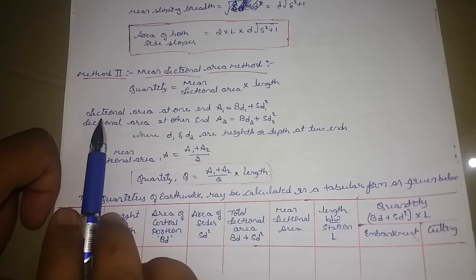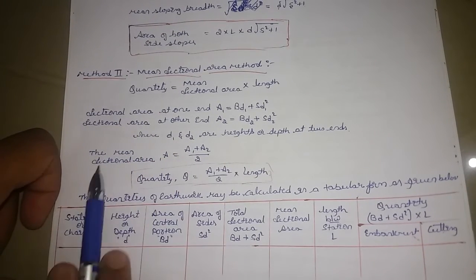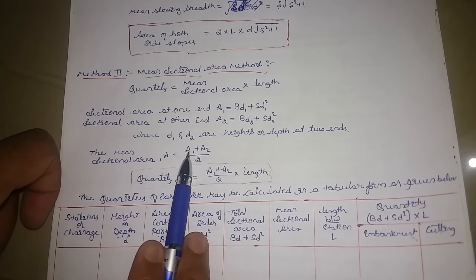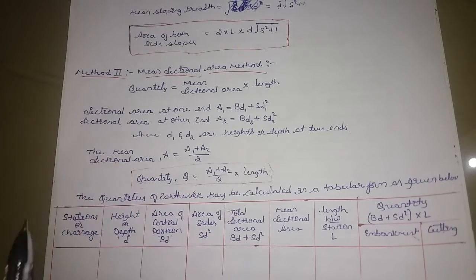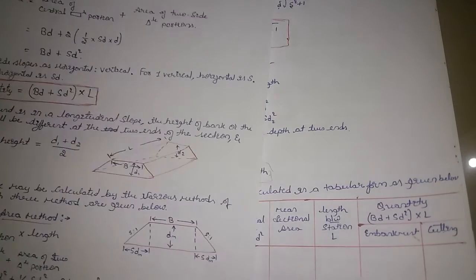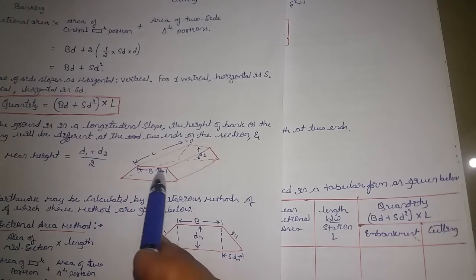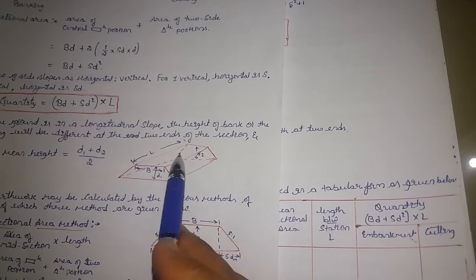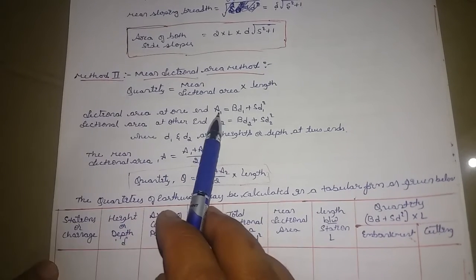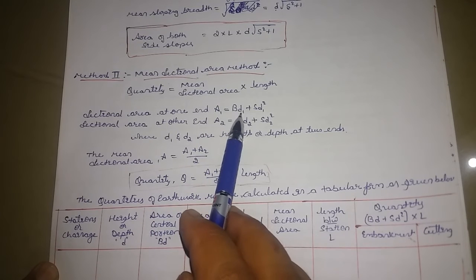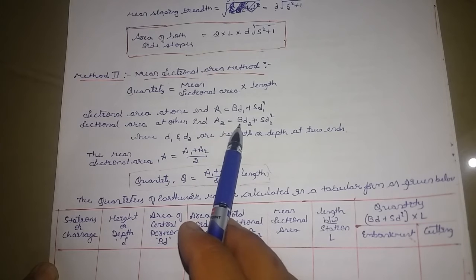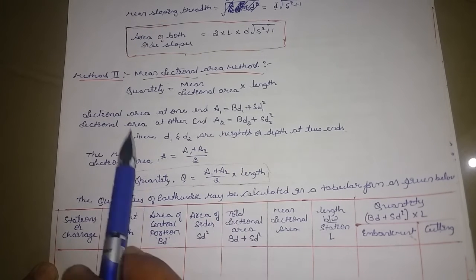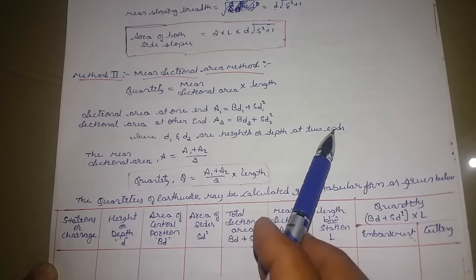Now we need to find out the mean sectional area. Mean sectional area is A, which is equal to A1 plus A2. Now what is A1? A1 is nothing but the sectional area at one end. You see the diagram: we get this sectional area as one, and this one is the other. The sectional area at one end is A1, equal to B into D1 plus SD1 square. The sectional area at the other end is A2, equal to BD2 plus SD2 square, where D1 and D2 are the heights or depths at the two ends.